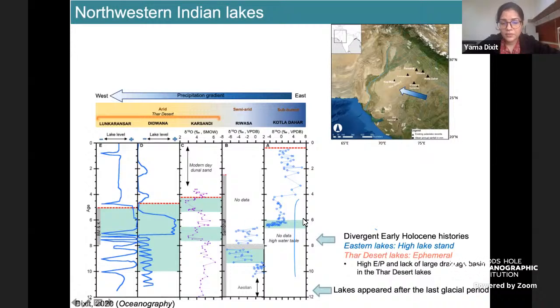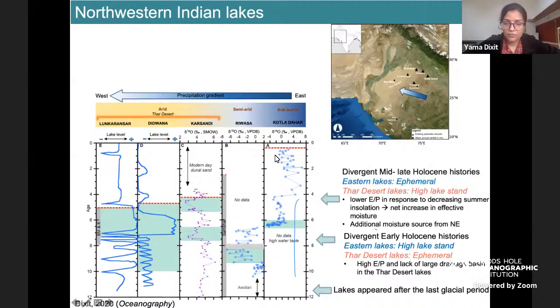And when I talk about early Holocene, I'm talking up to 6 kilo years. After that is the middle Holocene. So by 6, I would say about 6.5, they were not in the maximum lake phase, so they don't infer highest monsoon strength. We attribute it to a high evaporation by precipitation ratio in the Thar Desert and a lack of large drainage basins in these lakes.